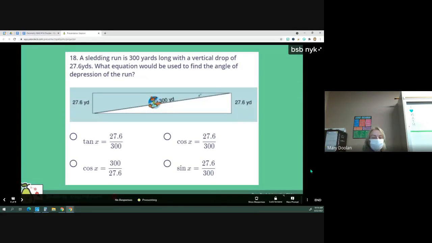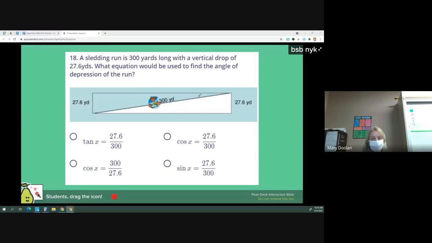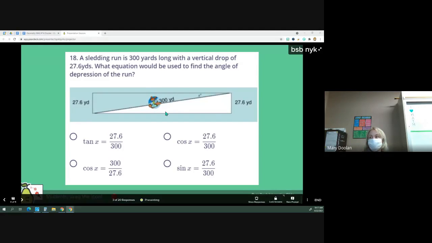Okay, so this is your first interactive slide. What I want you to do is drag the icon to the equation that represents this situation. Our situation is that we have a sledding run, and that's what this little picture is here. I can't really tell what that is. I think that's supposed to be a person on a sled.